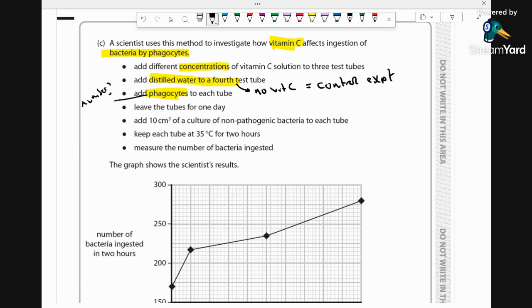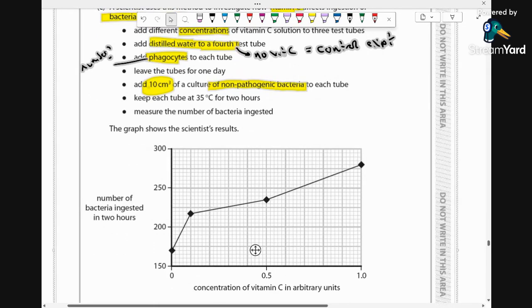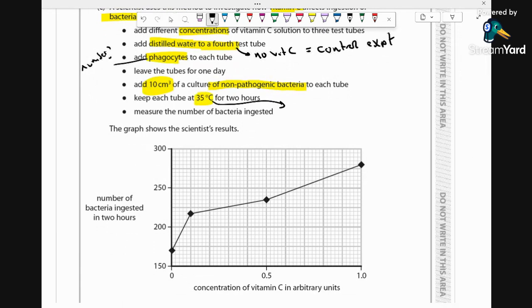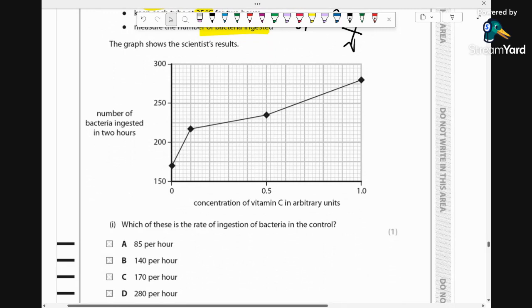Leave the tubes for 1 day. Okay, fair enough. Add 10 centimeters cubed of culture of non-pathogenic bacteria, good, so it's not going to harm us, to each tube. Keep at 35 degrees C. That's not physiological temperature, so 37 degrees C, why not? 37 degrees C is kind of the human internal body temperature. Measure the number of bacteria ingested. Okay, difficult, potentially. So these are the results.